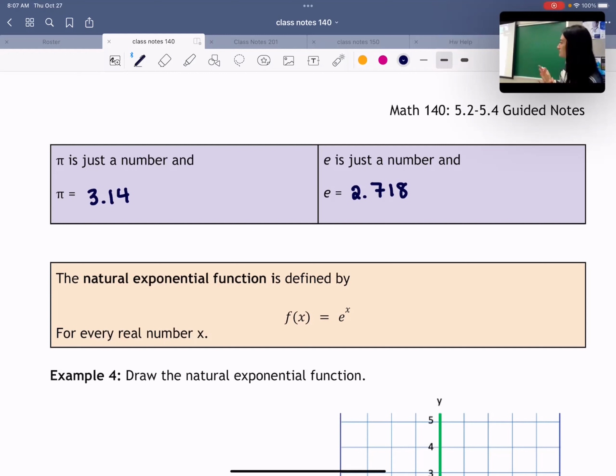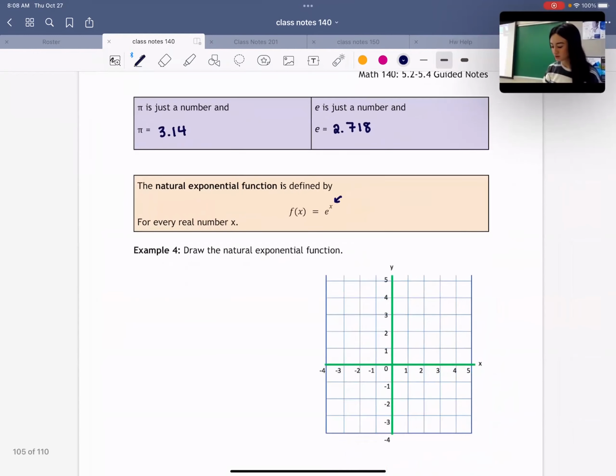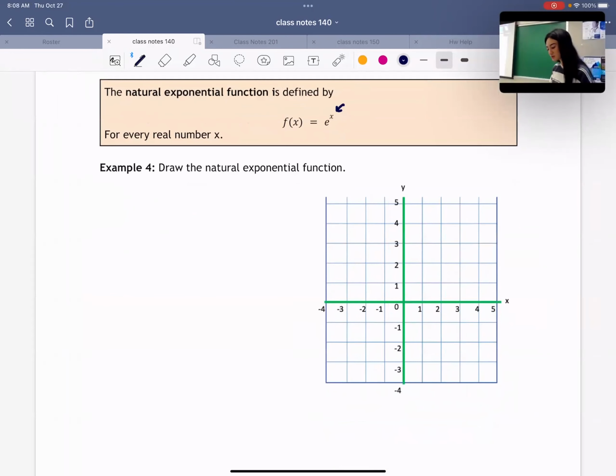Okay, now this number has a very specific word for it. We call it the natural exponential, okay? And the natural exponential function, because we're talking about functions here, is literally just this 2.718 value e raised to the x power, okay? So it's literally just a number raised to the x power. Okay, well, let's do some practice for our quiz. Let's actually draw this function, okay?